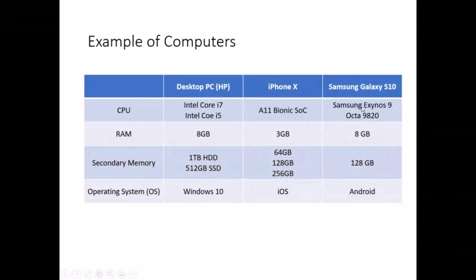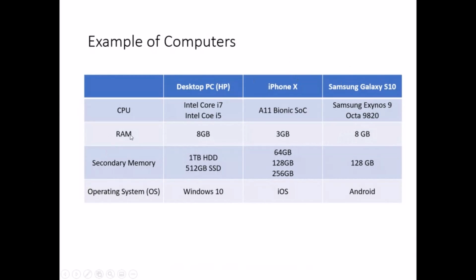And for Samsung, before they were using third-party processors. They were not manufacturing processors, but now they have their own designed or made processors. It's called Samsung Exynos 9 Octa 9820. Of course, this is not the latest one. The latest one may be higher than this number.